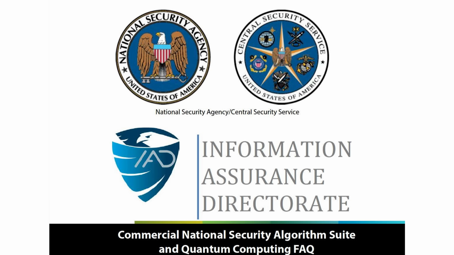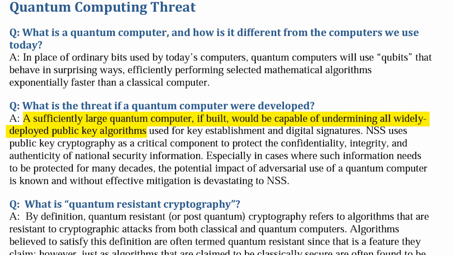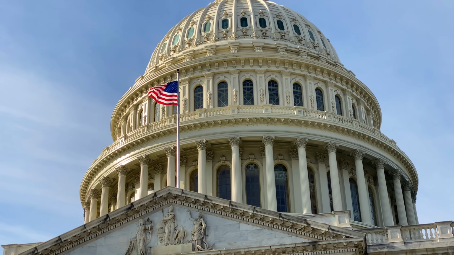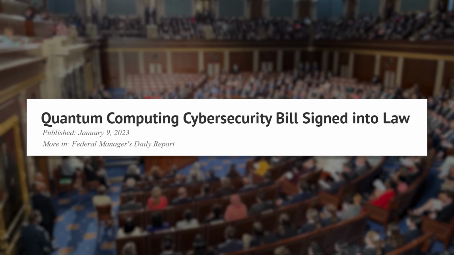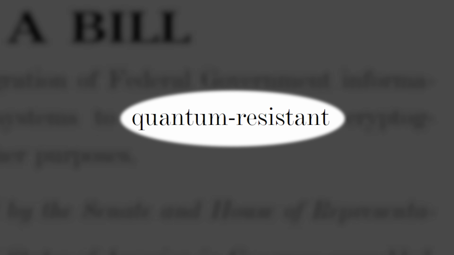The National Security Administration says that a sufficiently large quantum computer, if built, would be capable of undermining all widely deployed public key algorithms. You know, in a 5 to 10 year time frame, quantum computing will break encryption as we know it today. Even though sufficiently powerful quantum computers are still years away, they are already a threat because of Store Now, Decrypt Later, which is why the US Congress just passed legislation mandating all agencies start transitioning right now to new methods of cryptography that can't be broken by quantum computers.